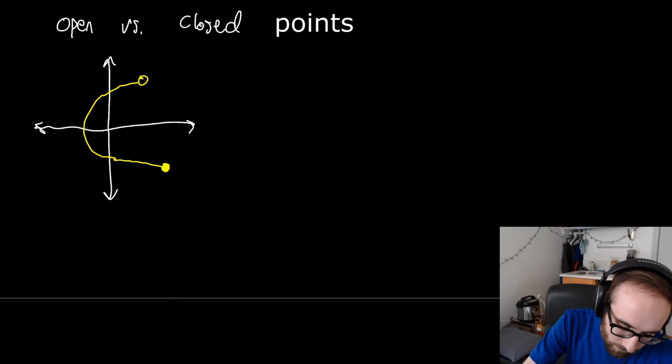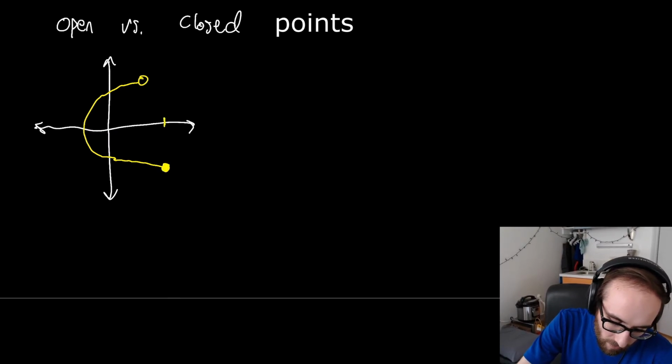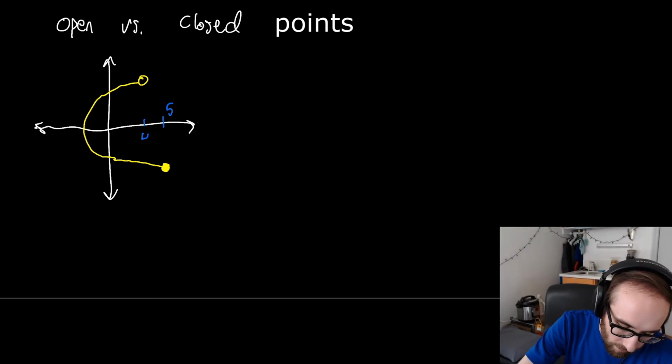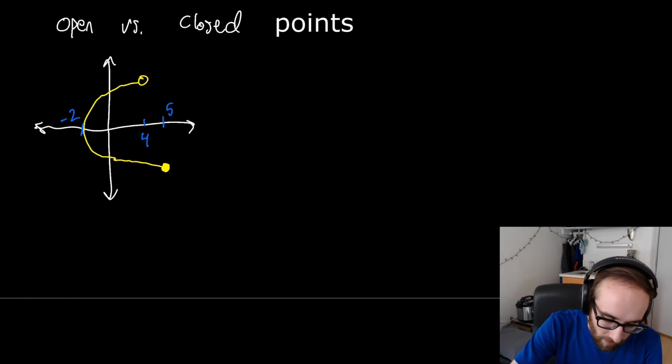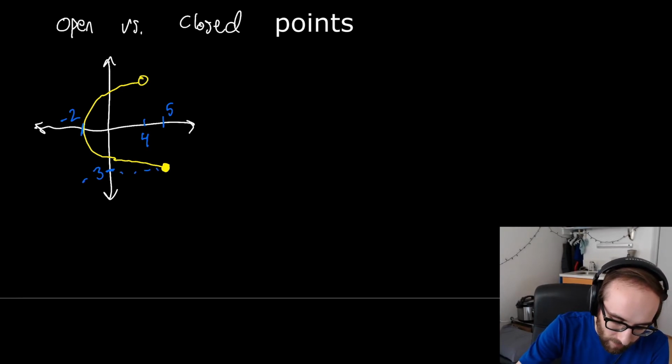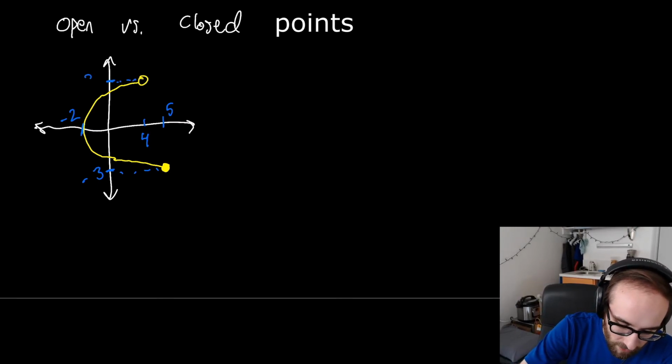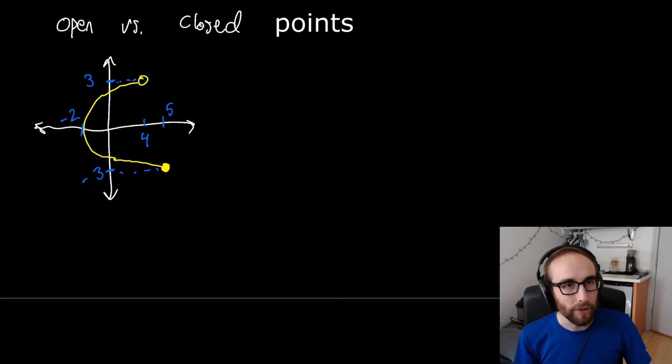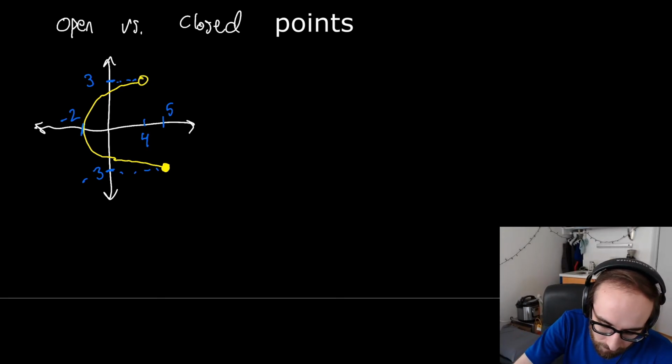Okay. So here, let's say we have 5. And I'll actually do this in blue. 5. Here we have 4 for x. Over here we have -2 for x. Down here, our minimum y value is going to be at -3. And then our maximum up here, we could just say is +3. Okay, so we have a curve, and we're trying to describe the domain and the range.